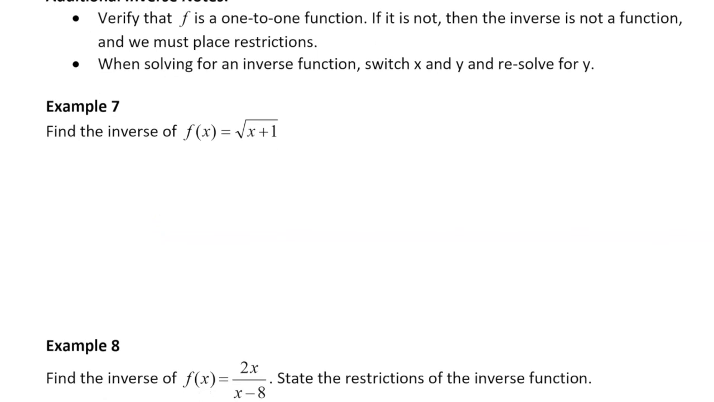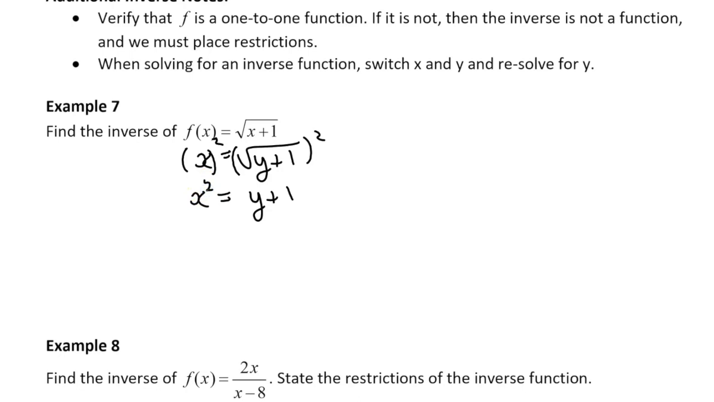Okay, so algebraically, we want to take a look at what happens when we take the inverse of something. We have a couple notes right there. I'll let you read through them. When you solve for the inverse algebraically, essentially we're just switching x and y with each other and then resolving for y. So here we could say we have x equals the square root of y plus 1, and we want to resolve for y. So let's square both sides to get rid of that square root, and x squared will equal y plus 1.